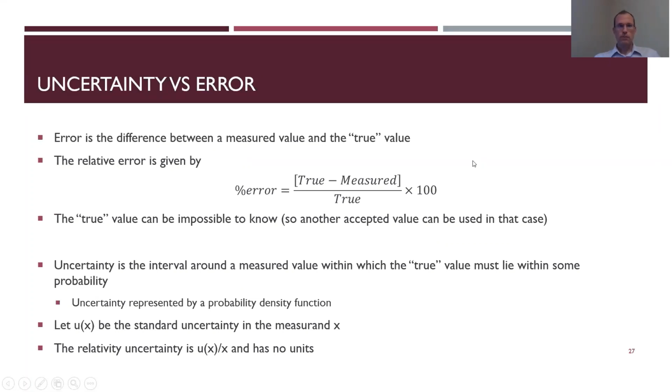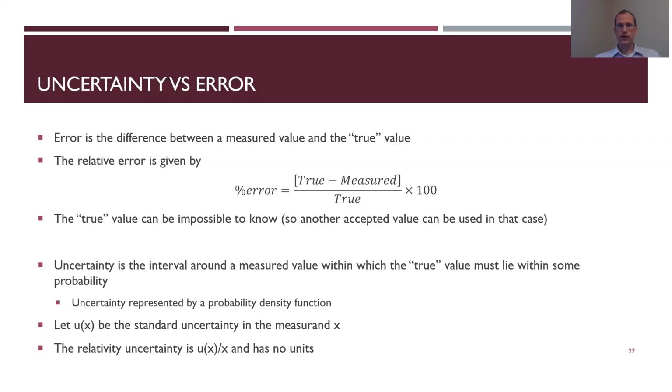So when we say error, we mean the difference between the measured value and the true value. Relative error, so relative to what the true value is, kind of a percent error. So the true value minus the measured value, that's your kind of actual error, that's how much you're off by.